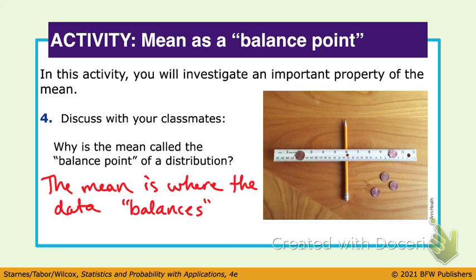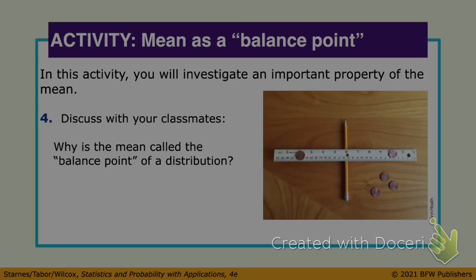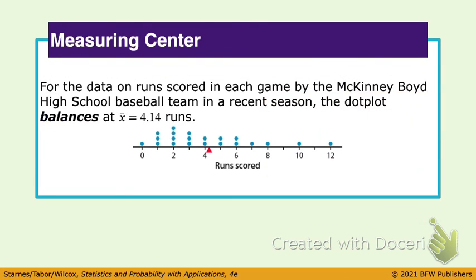So there's a picture of this here at the bottom of this page. This is that data on the runs scored in each game by the McKinney Boyd High School baseball team. And we found the mean of 4.14. I'm going to make this bigger just so you can see it better. That is where this distribution would balance. So the mean would actually balance that distribution about there. And hopefully you can kind of visually see how that would balance there.